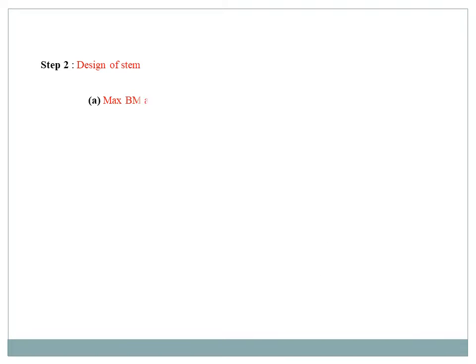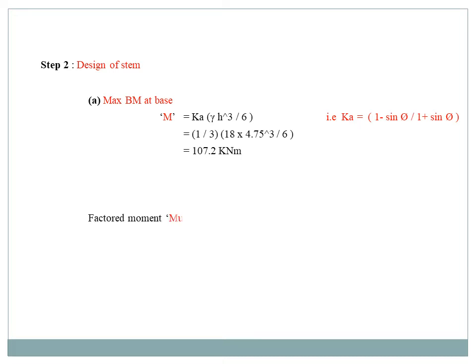Then next, step number 2, design of stem. So first we can find out the bending moment. Maximum bending moment at the base, M is equal to Ka into gamma h cube divided by 6. Ka is equal to (1 minus sin phi) divided by (1 plus sin phi), so Ka is equal to 1 divided by 3. Gamma is given as 18. The h is the height of stem, so we take 4.75. So we got M is equal to 107.2 kilonewton meter.